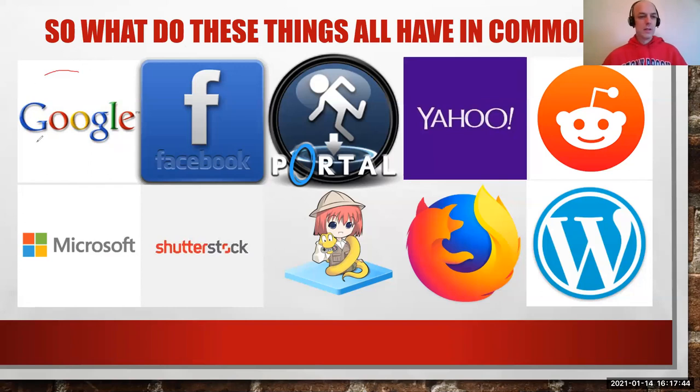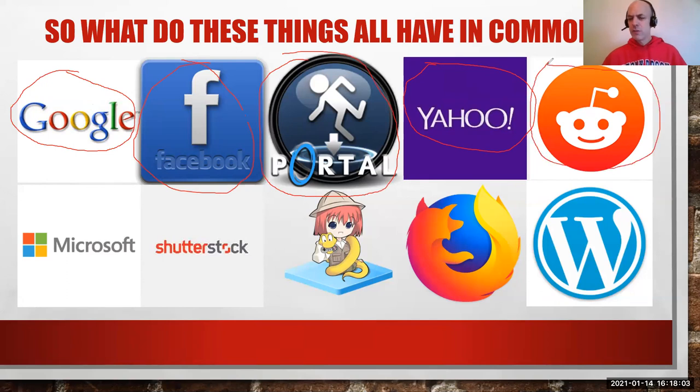So Google, right? A couple of graduate students, Sergey Brin and Larry Page at Stanford University. Facebook, we all know, Mark Zuckerberg at Harvard. Portal was an undergraduate team making a game at DigiPen. Yahoo, a couple of students at Stanford. Reddit, I believe the University of Virginia, I think so. Microsoft, of course, Bill Gates was, I believe, a freshman at Harvard, and Paul Allen was at a university in Washington. Shutterstock, I put that on here. That is John Oringer. He was one of our students.